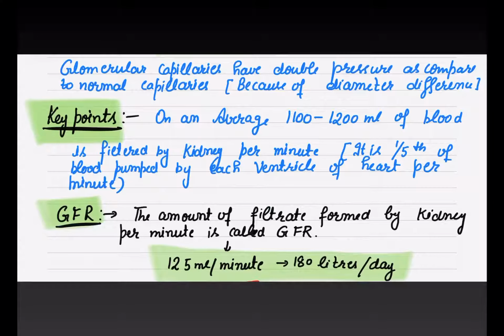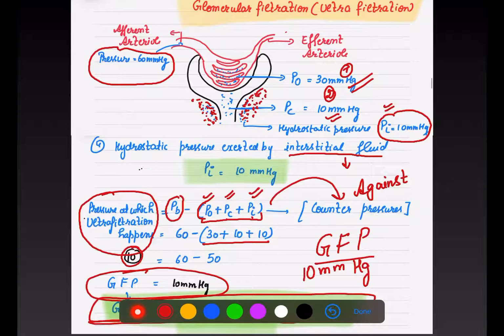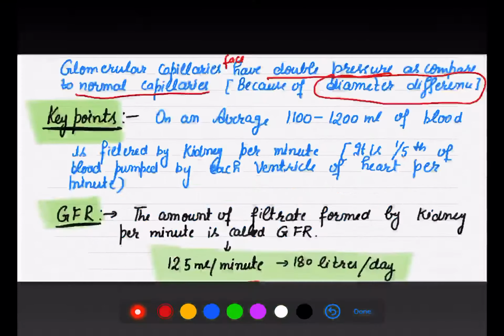Now these glomerular capillaries, usually in the capillaries which are present in your normal body, in the normal blood vessels, glomerular capillaries have double pressure as compared to the normal capillaries. Why do they experience so much double pressure? Because there is a lot of diameter difference. Blood जो आ रहा है वो wider tube से आ रहा है, उसके बाद tubes they are getting narrower, so the blood is facing high pressure here. Now, every single point is a question for NEET.